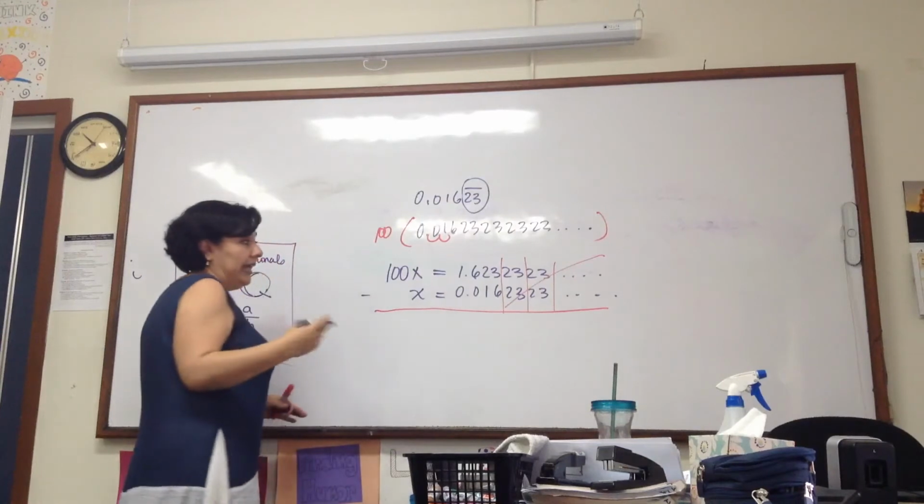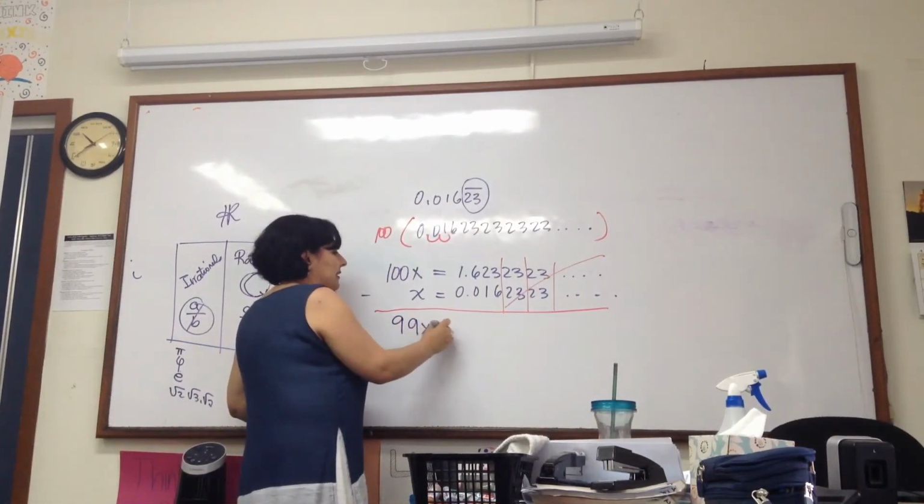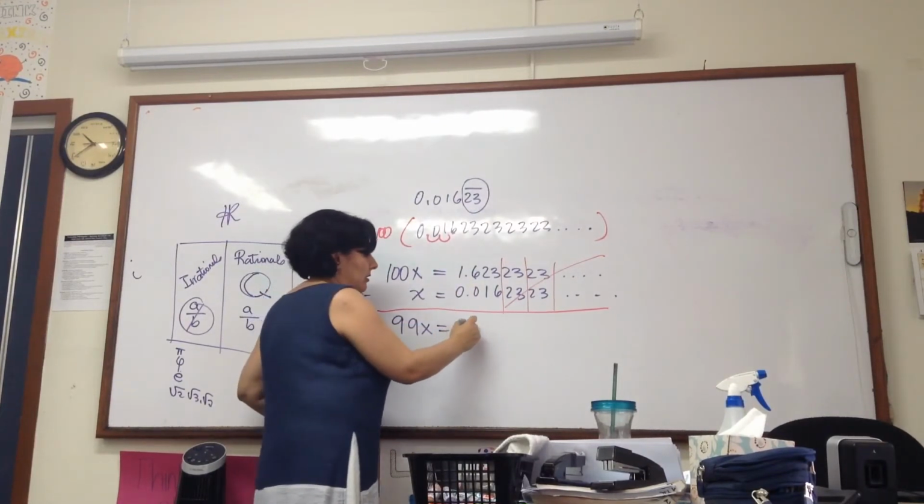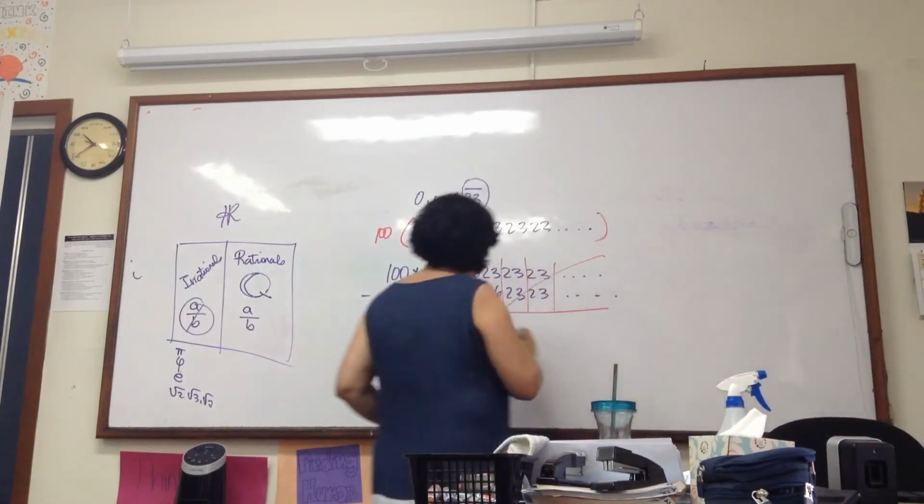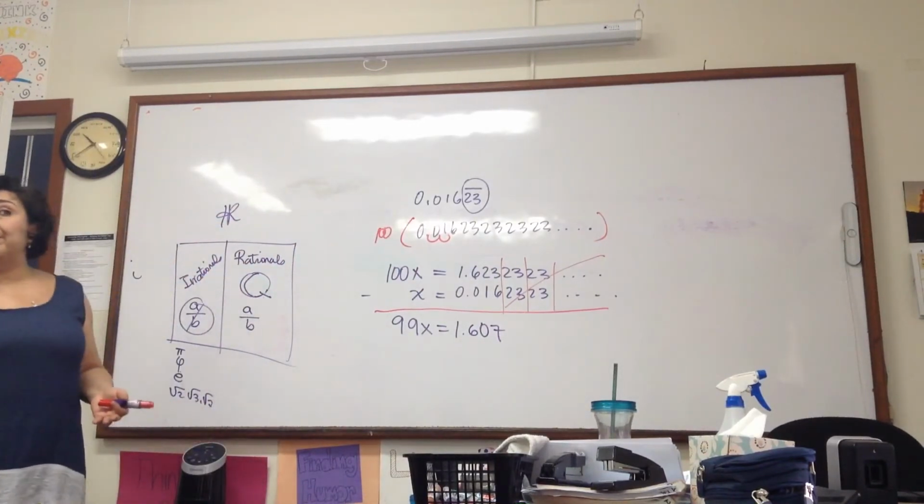And what you get is 99x. 99x equals 1.607. Now, what are you trying to find? You're trying to find x.